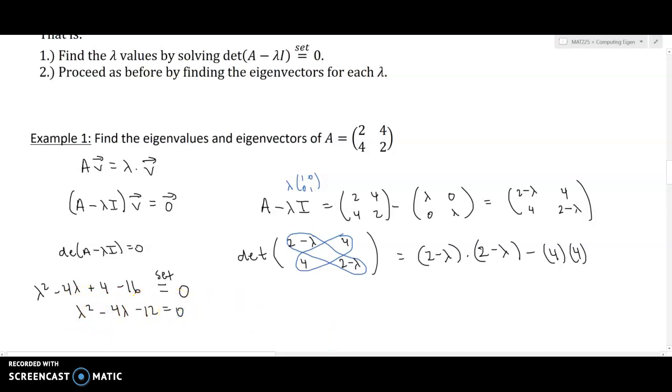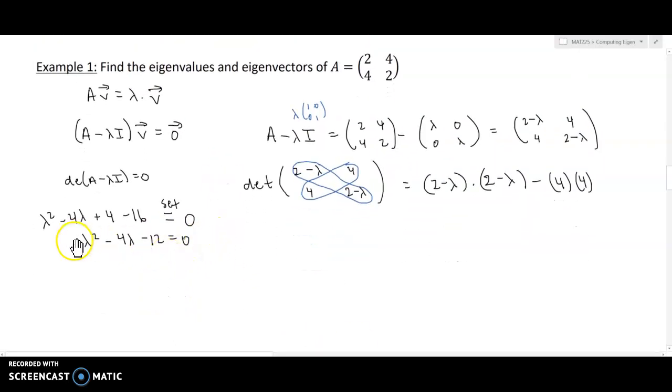Now that's a quadratic function, and lambda is just a variable at this point. So to find lambda, I could try to use the quadratic formula. I could use the method of factoring. In this case, it will work to factor it, but you could also just use the quadratic formula. I'll show you a faster way to do this as well.